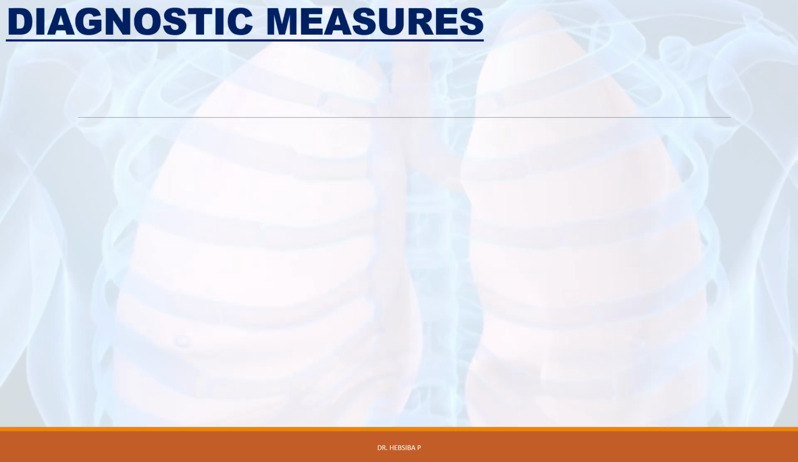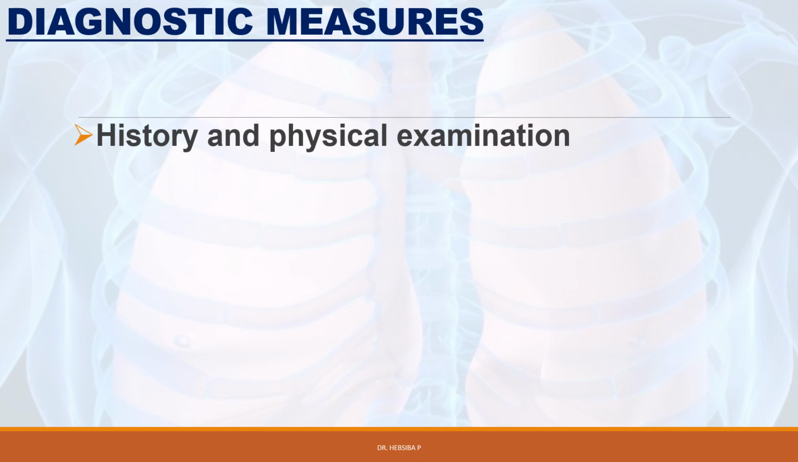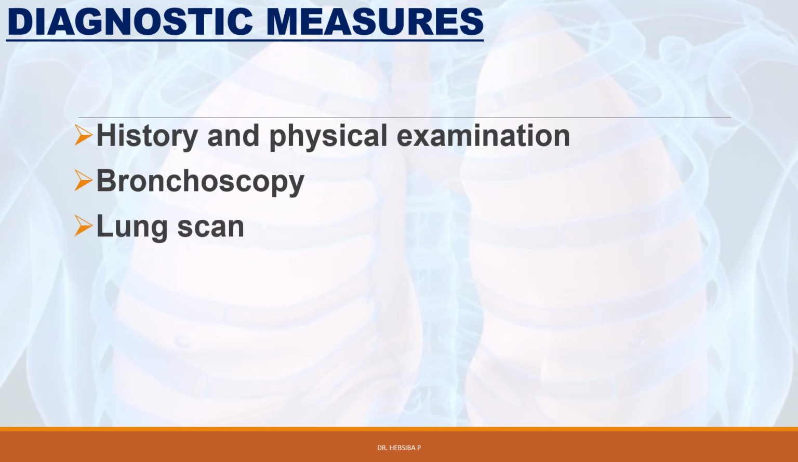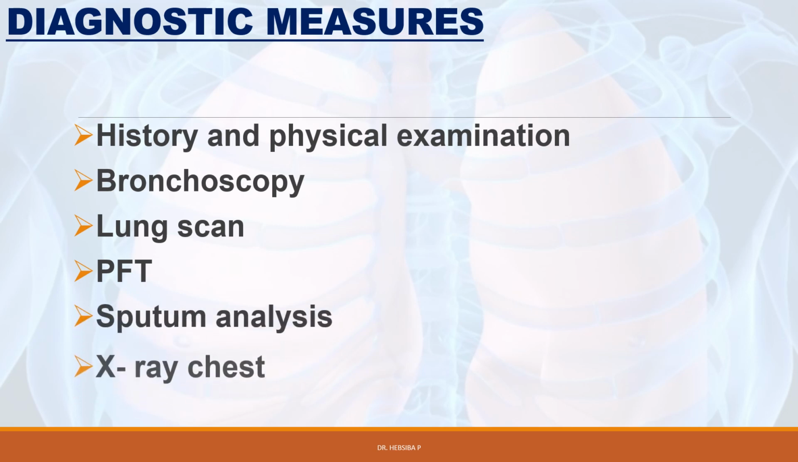Then what are the diagnostic measures? As for each and every medical aspect, first and foremost is the history and physical examination, and bronchoscopy. As already said, through bronchoscopy we directly visualize the bronchi or the upper respiratory tract, and we can identify the triggering factor, or which foreign body has entered the airway system. Then lung scan, pulmonary function test and sputum analysis. And finally, we can do the chest X-ray to rule out causes in a more systematic way.